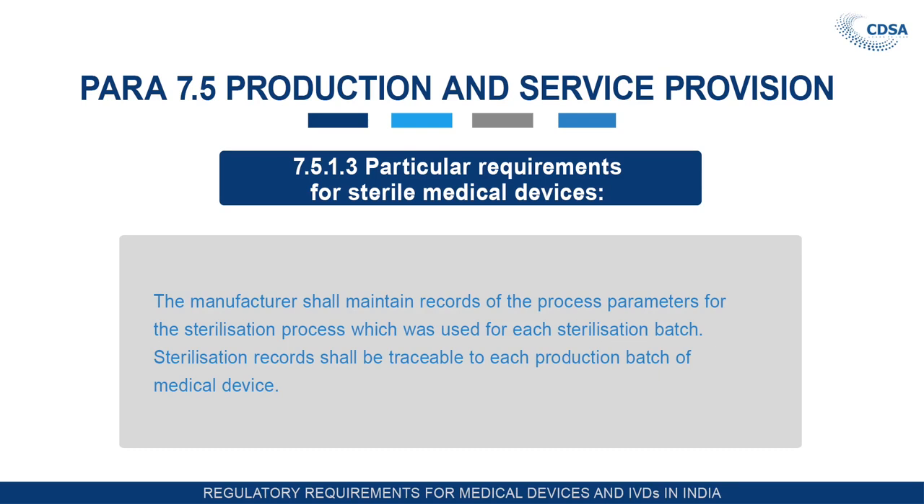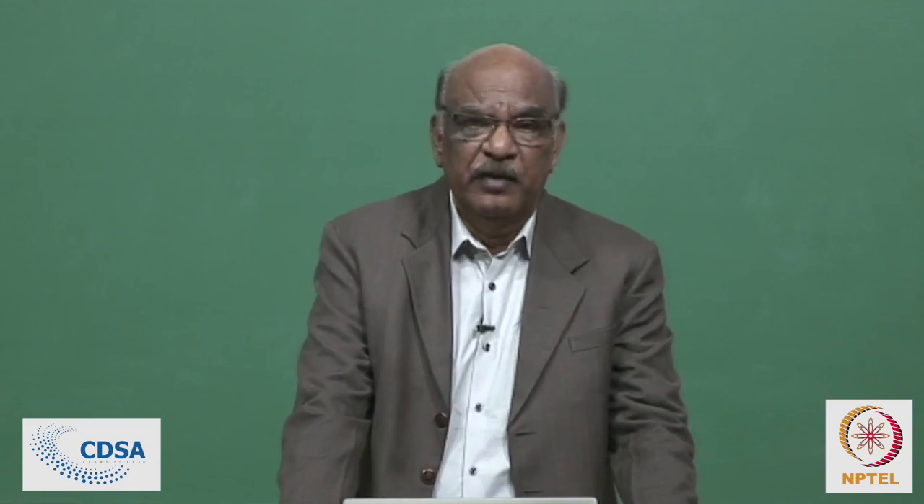The manufacturer shall maintain records of the process parameters for the sterilization process which was used for each sterilization batch. Sterilization records shall be traceable to each production batch of the medical device. This is very simple. Whenever you want to sterilize something, the parameters of the sterilization are to be maintained. What kind of sterilization? Whether steam, dry heat, ethylene oxide or gamma radiation. Each batch that goes through it has to be documented and recorded in the manufacturing records.